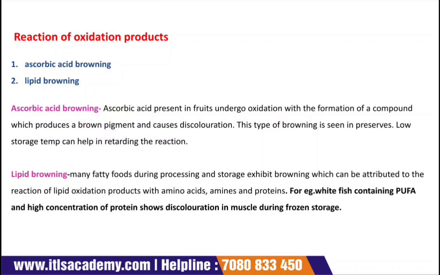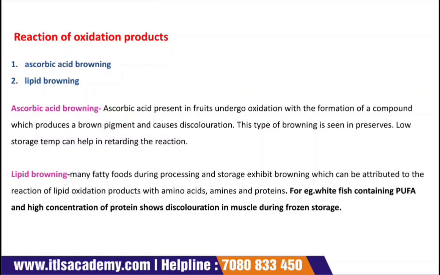Later, either by itself or after reacting with the amino compound, it polymerizes to a brown product, and it gives you a brown color. So many citrus fruits, especially their concentrates, develop a browning which has been attributed to the ascorbic acid degradation.